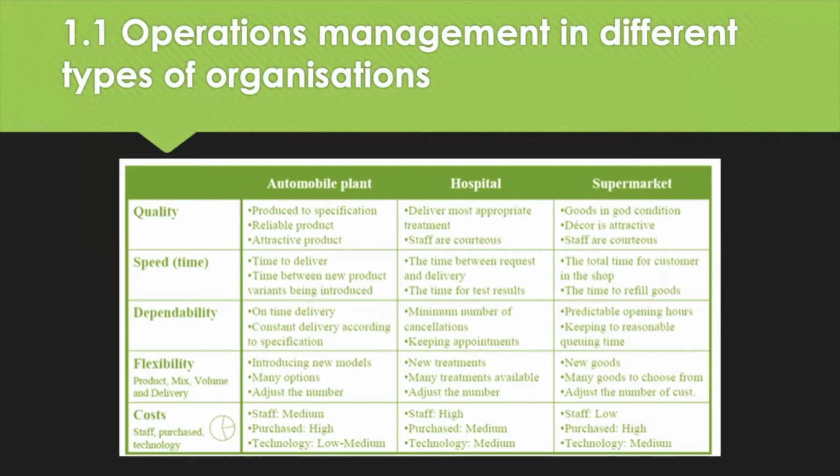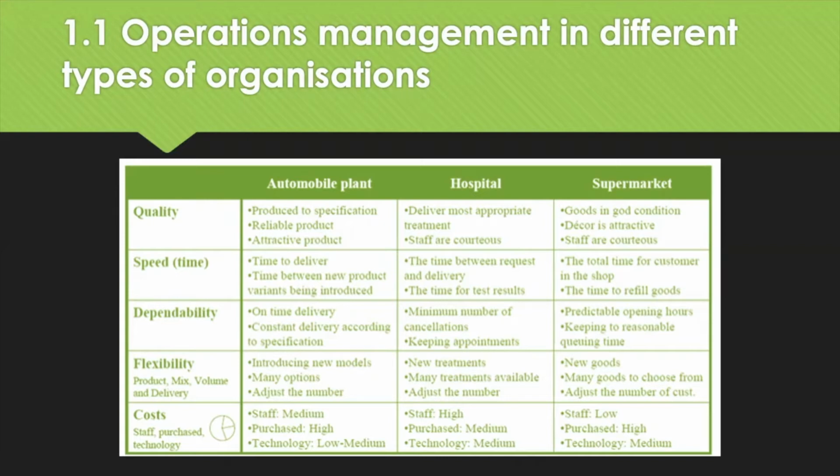Now, Slack described these 5 operations performance objectives, which allow any organisation to measure its operations performance. The performance objectives are quality, speed, dependability, flexibility, and cost. Each one of these objectives will be applied differently according to the industry or sector they're being operated in. So you can see three examples on the screen here.